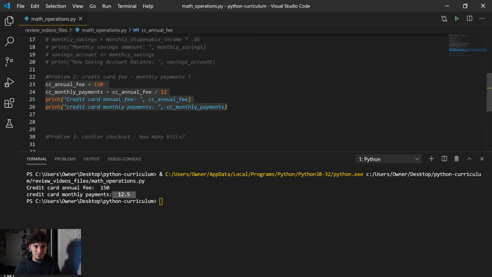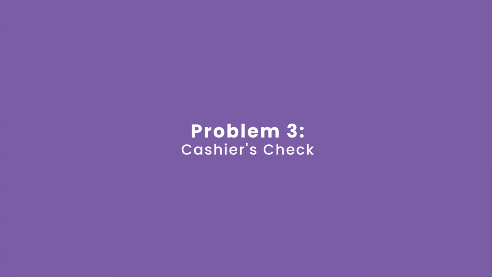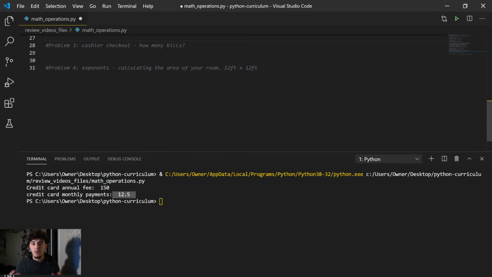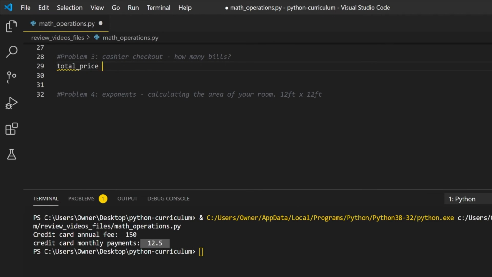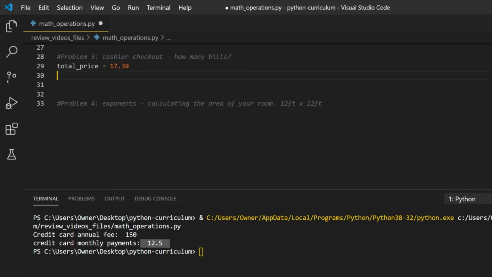So let's move on to problem 3, which is going to be a cashier checkout, and we want to figure out how many bills to give the customer. All right, so let's say we go to a grocery store, buy a bunch of groceries. Our total price is going to be equal to $17.39, right? And we want to figure out, okay, well, how many $5 bills do I want to give this customer? Well, what we can do is create a variable. We'll call it $5 bills. It's just going to store the total amount of $5 bills in $17.39, which should be 3.